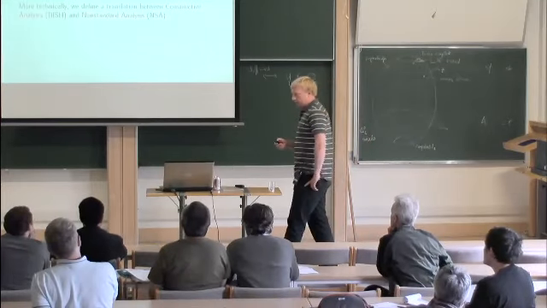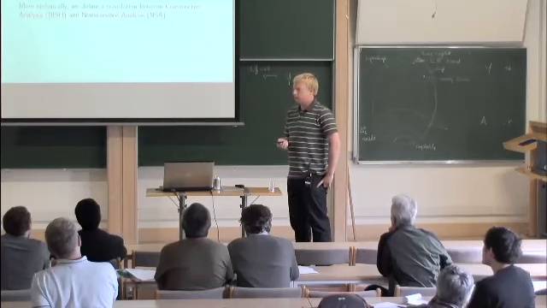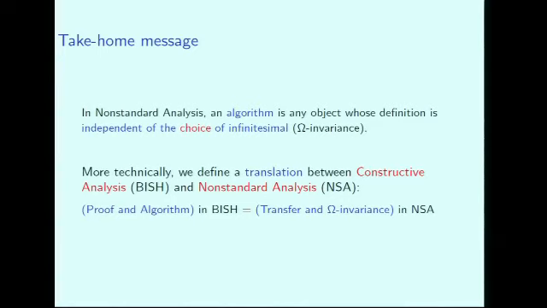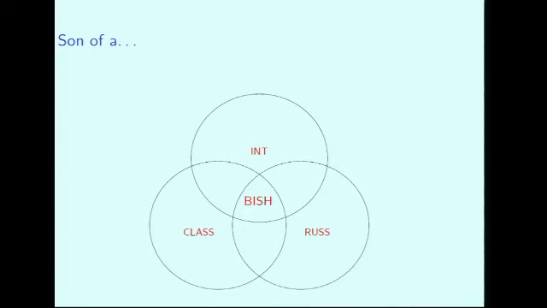More technically, I'll define a translation between Errett Bishop's constructive analysis and some subtheory of non-standard analysis. Proof and algorithm are the building blocks of constructive analysis, and transfer and omega invariance in non-standard analysis will play that same role. Hence non-standard analysis, computability, and my being here. If you'll remember this, I'll already be very happy. To understand this, we need to. Yeah, of course. More is coming. Most results from constructive reverse math seem to translate very nicely, so we're going in the right direction.